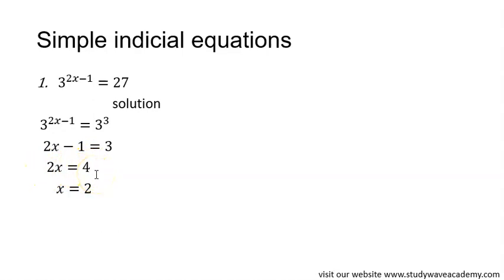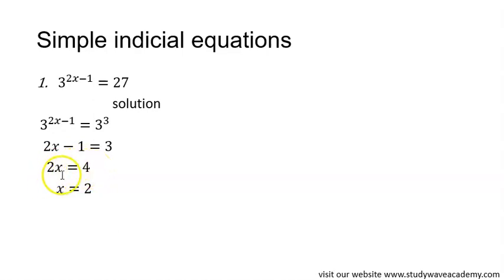Do you understand? 2x is equal to 4. How did we get this 4? Minus 1, we carried it over across the equal to sign, and it changed to plus. When a minus sign goes over the equal to sign to the next side, it turns to plus. So we have plus. So 3 plus 1 is 4, so we are left with 2x equals 4.